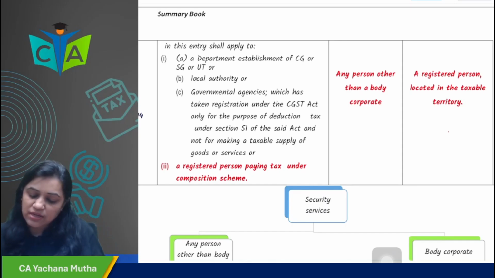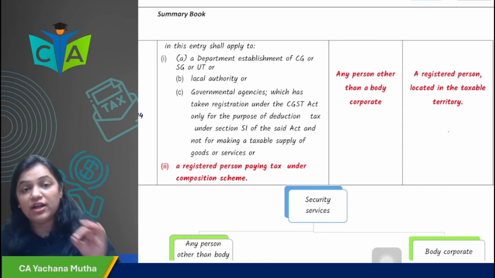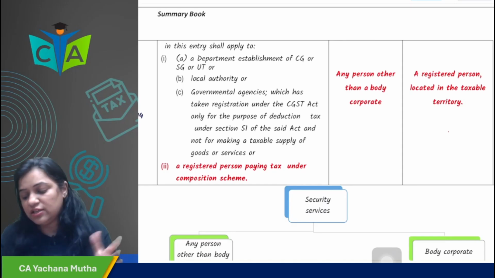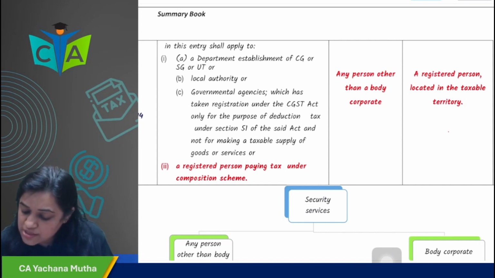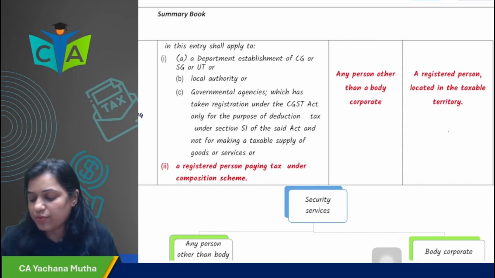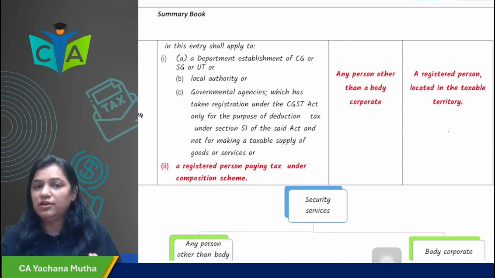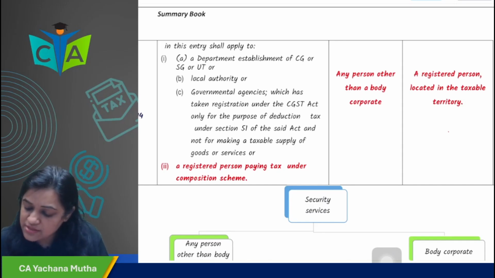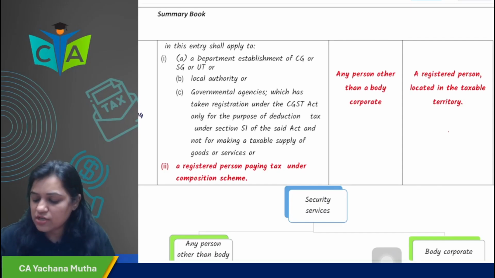Next, in case of renting of motor vehicle, again there's a diagram. There's only one possibility when it is under reverse charge. Who is the supplier? Any person other than a body corporate who supplies the service to a body corporate and does not issue an invoice charging GST at the rate of 12% to the recipient, and the recipient is a body corporate located in taxable territory. In that case, it would be under reverse charge. Very simplified: if the supplier is a body corporate, then it is always under forward charge.